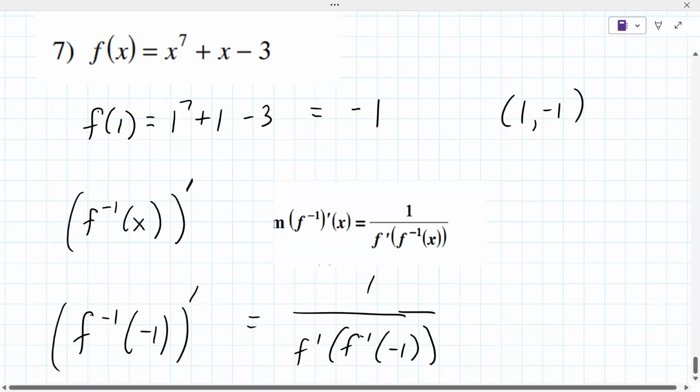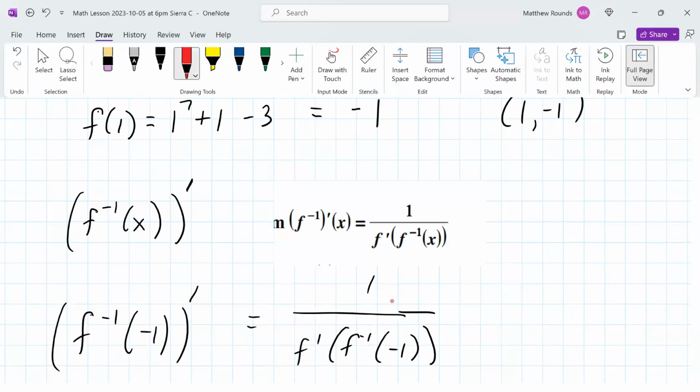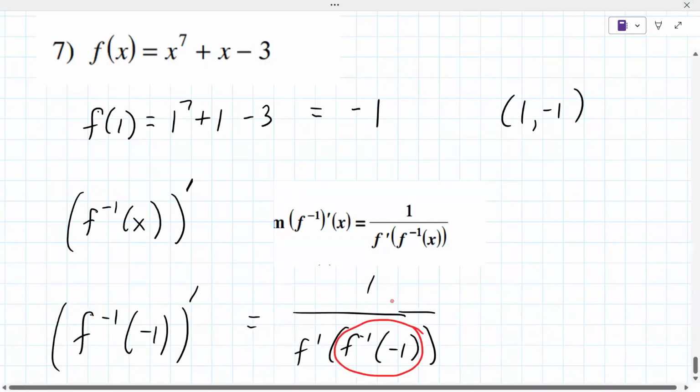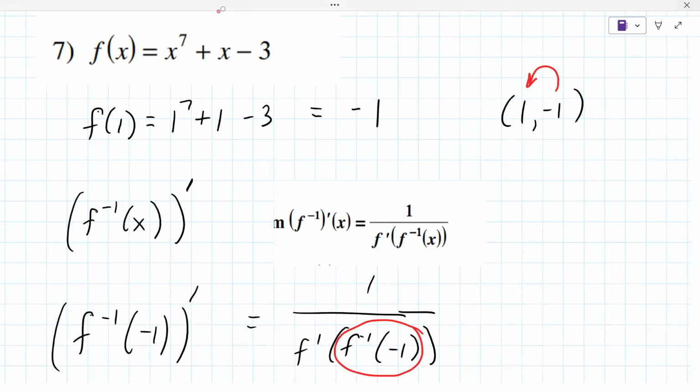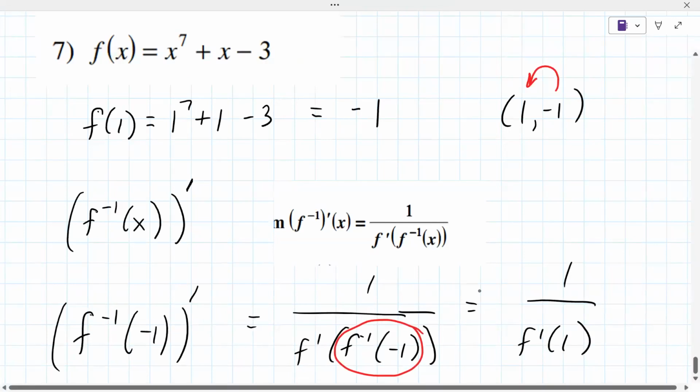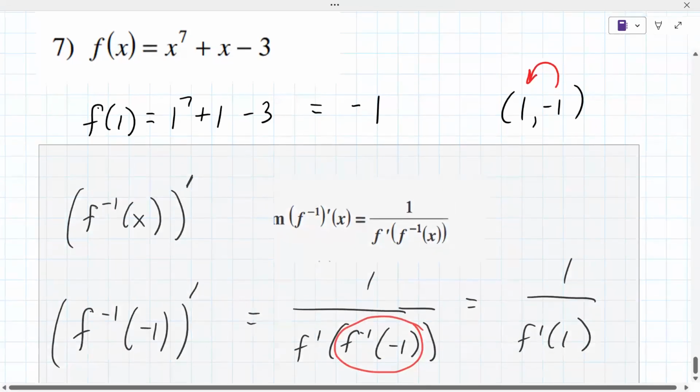So f inverse of negative 1, that inside part, this is why it gets confusing because there's too many things to do. That inside part is the 1. So this really becomes the, why is it derivative negative at 1? Why is it negative 1? But am I finding x? So that's where we gotta back up. Okay, let me back up here.